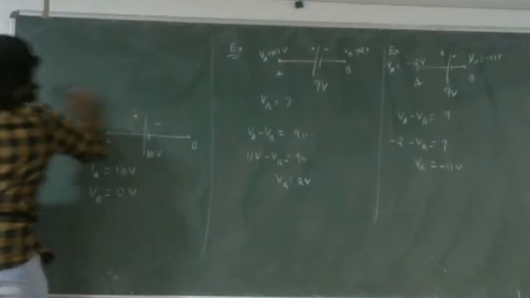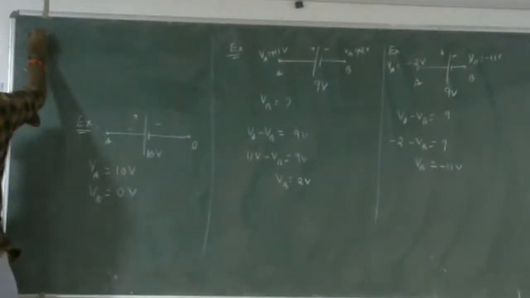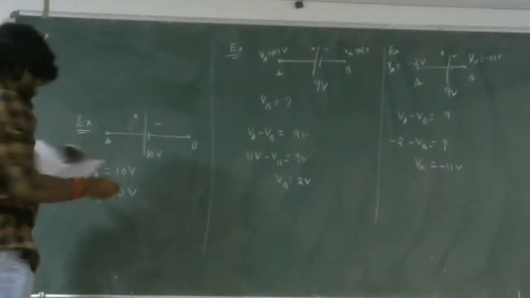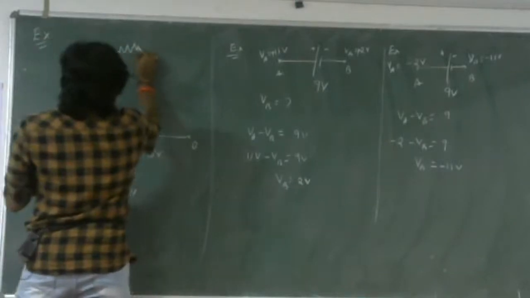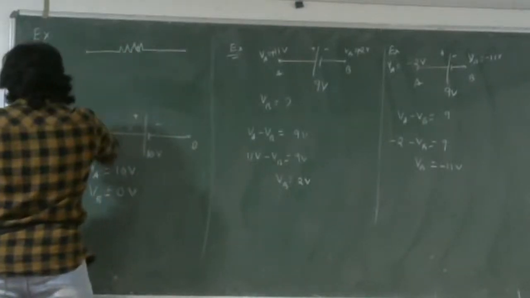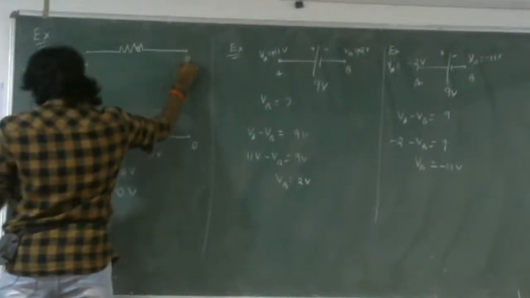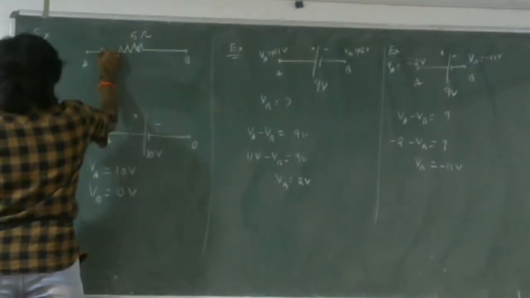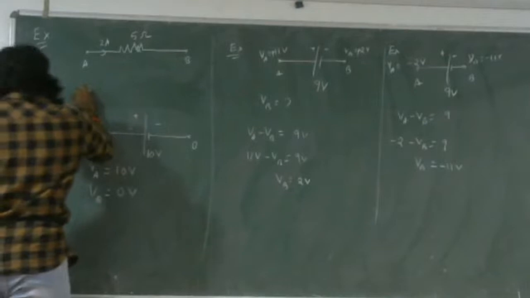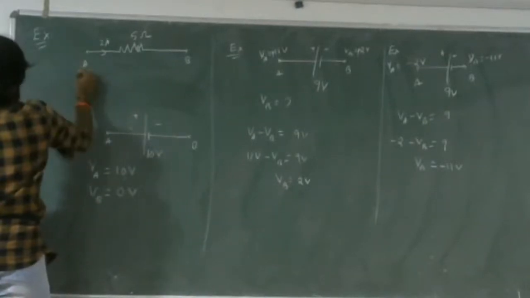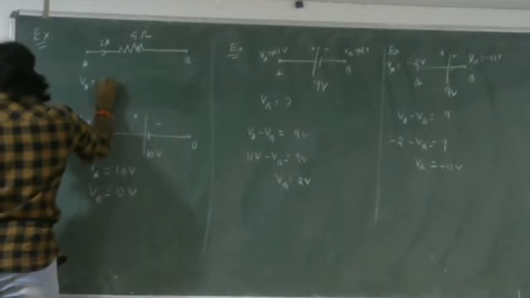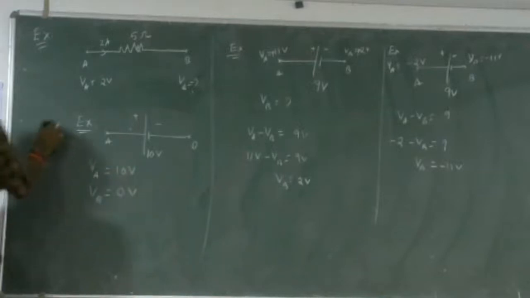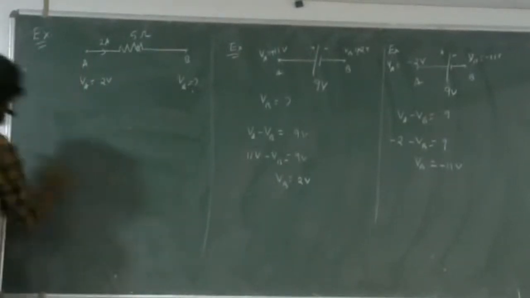As I said, these are very simple questions only, but it will give you a little more understanding. So it is given that there is a resistor which is connected between two terminals A and B. The resistor is having a resistance of 5 ohm, and a current of 2 ampere is flowing, so that the point A is at potential VA equal to 2 volts. Then what is VB is the question.